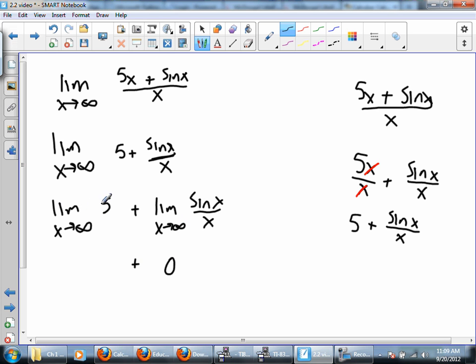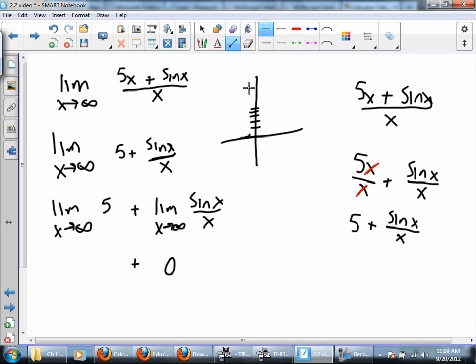What is the limit of 5 as x approaches infinity? Well, 5 will always be 5. It will always be the horizontal line at 5 that looks like this. Always going to be 5. So nothing too special about it. The limit as x approaches anything of this constant number 5 is going to be 5.